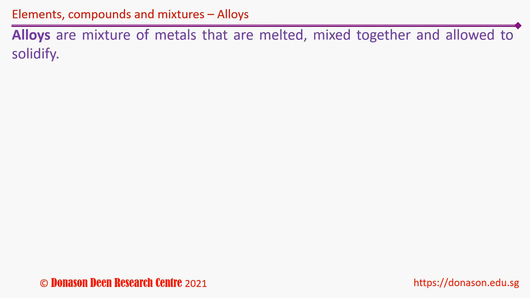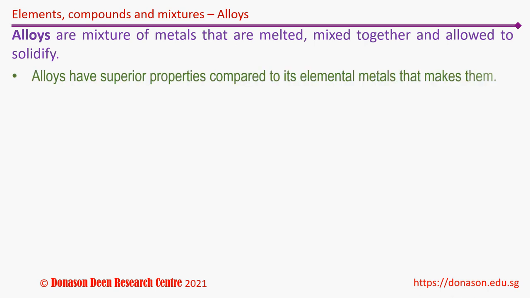Another interesting type of solid mixture are the alloys of metals. Alloys are mixtures of metals that are melted, mixed together, and then allowed to solidify. Thus, they are just mixtures of metals that are mixed in various ratios to create the property needed for the application. Alloys have far superior properties compared to their elemental metals. Some examples of alloys are brass, duralumin, bronze, steel, and so forth.